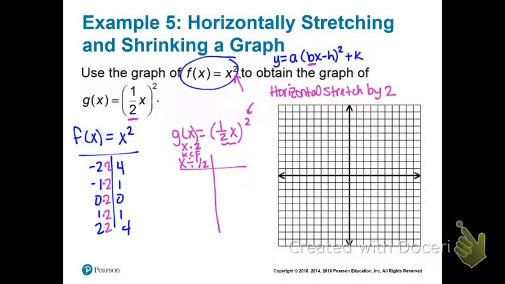So we're going to take our x's times 2. Our y's aren't going to change, so I'm going to bring our y's over. I'll multiply my x's by 2. And I'm going to graph that.